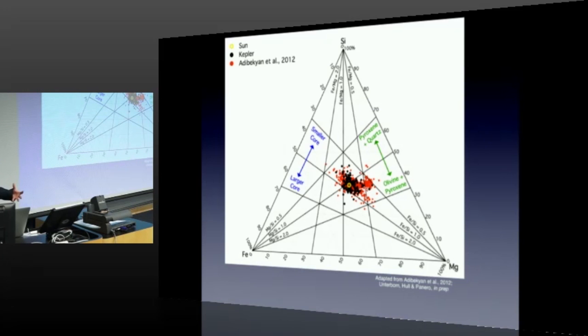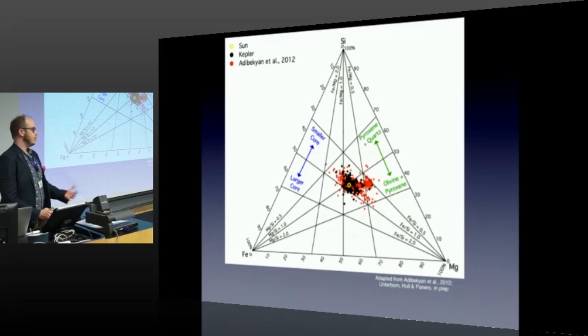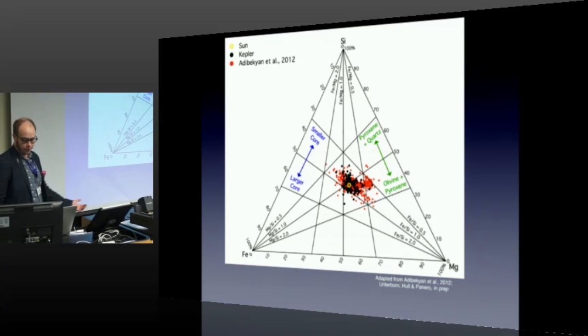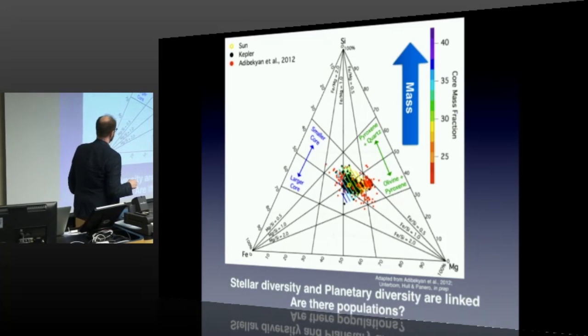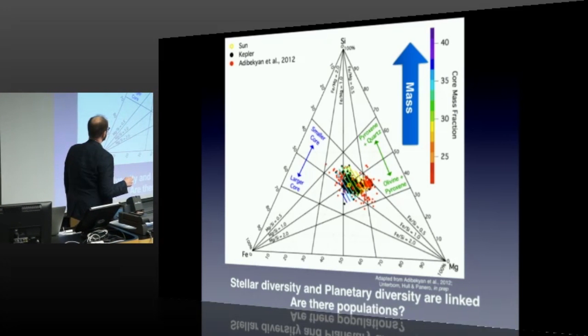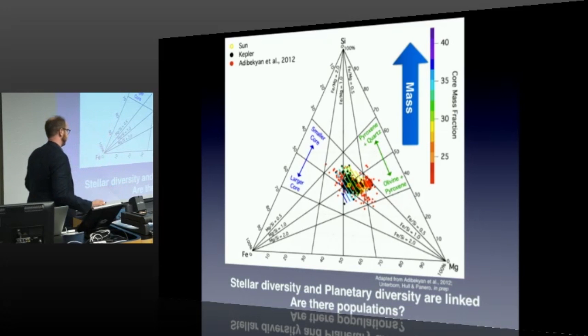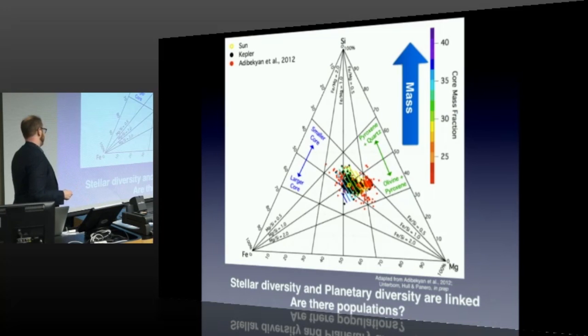Now you've got iron, magnesium, silicon, and oxygen. You can calculate the weight percent of the core, or the core mass percent, which are these contours here. So the sun falls exactly where we expected, between 30 and 35 mass percent of a core. The real answer is about 32 to 33. So good, now shown, their stellar diversity and planet diversity are linked.